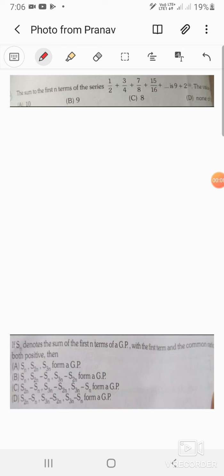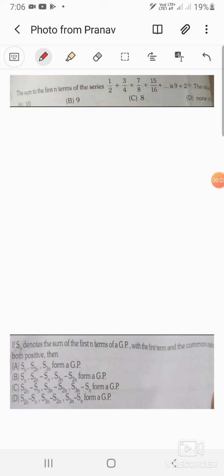The sum to the first n terms of the series 1 by 2 plus 3 by 4 plus 7 by 8 plus 15 by 16, and so on till n terms, is 9 plus 2 to the negative 10 power. So what is the value of n?